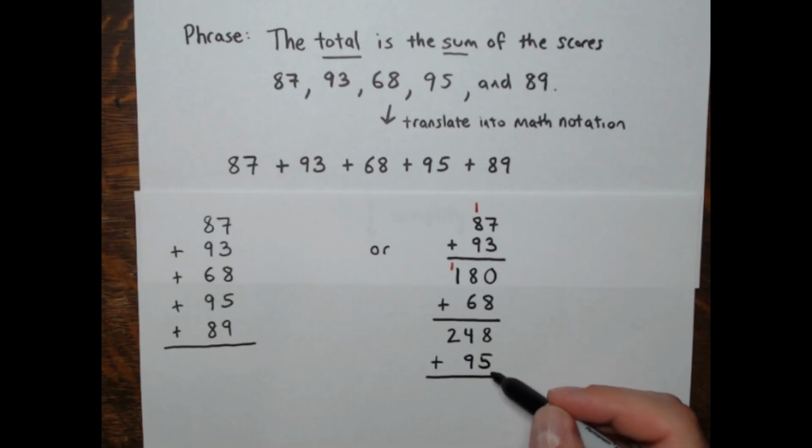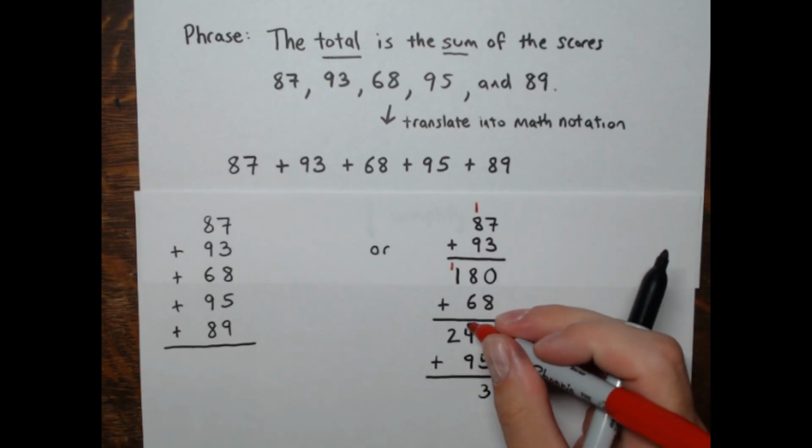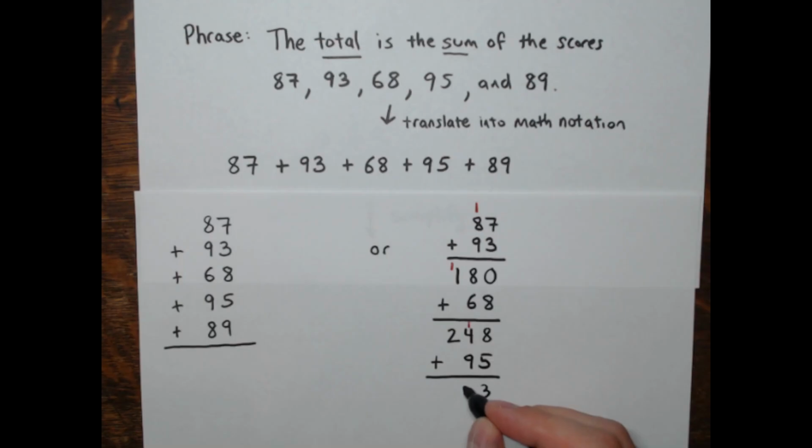Again, starting with the ones digit, 8 plus 5 is 13. So that's 3 in the ones and then carry a 1 in the 10. And then 1 plus 4 is 5. 5 plus 9 is 14. So that's 4 in the tens, carry a 1 in the 100. And then 1 plus 2 is 3 in the 100.